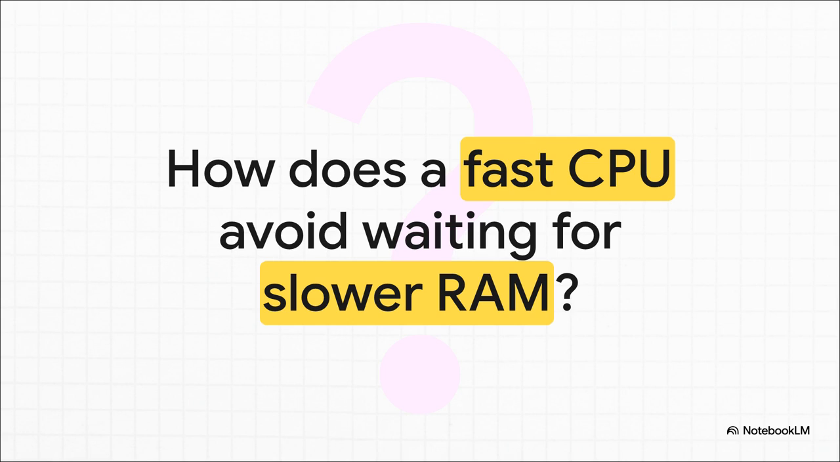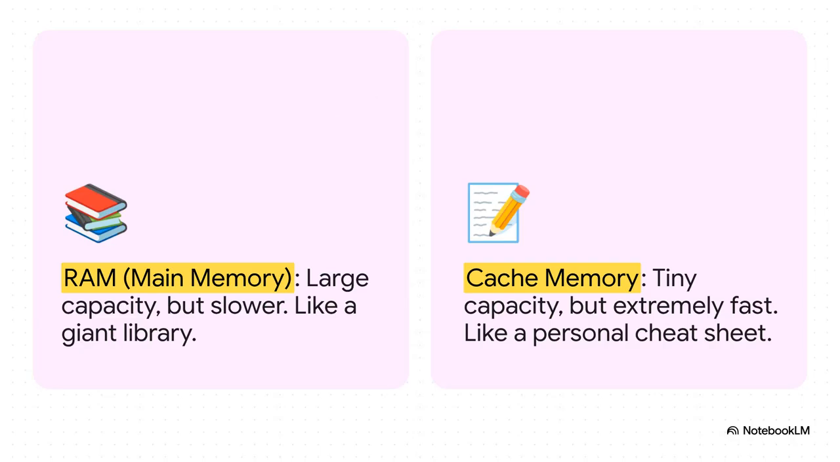So how do engineers get around this? The solution is an incredibly clever trick called cache memory. So if RAM is like a giant library where you can find any book you could ever want, cache is like the small stack of books you've already put on your desk because you know you're going to need them soon. It's a tiny, personal cheat sheet with the exact info the CPU will probably need next. It's way smaller than RAM, but getting data from it is practically instantaneous.